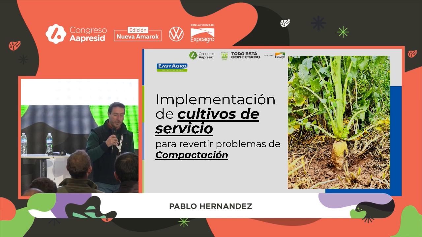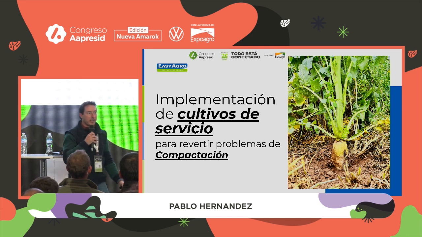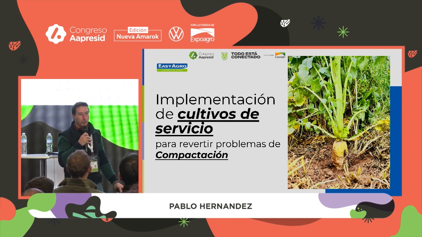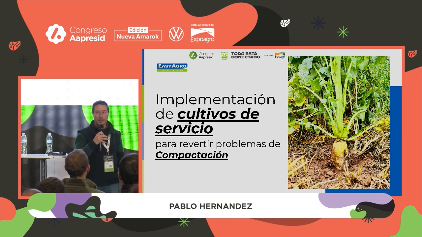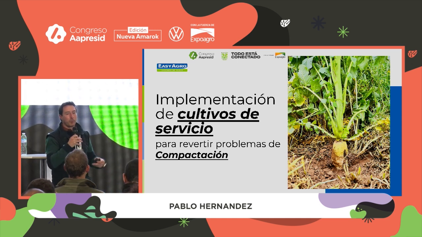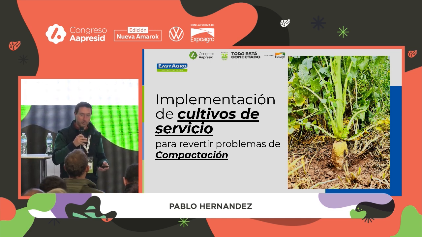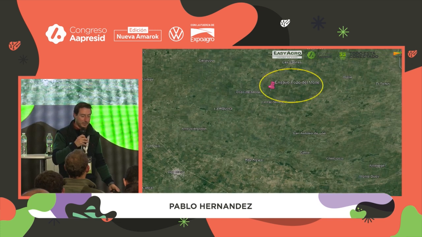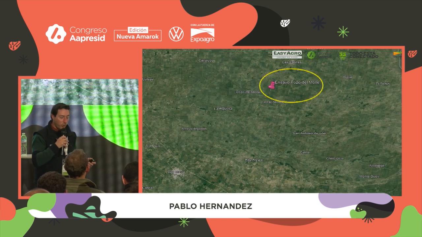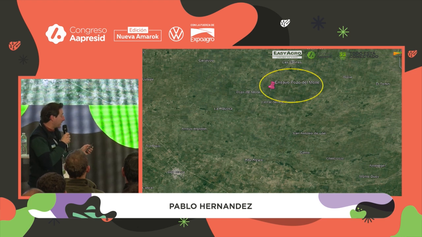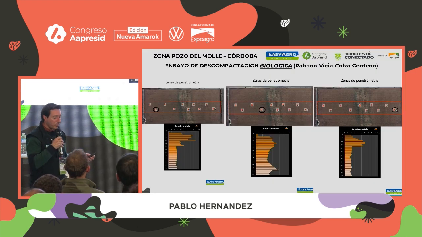We're seeing here the implementation of service crops by trying to work with a biological decompacting. There are different ways to work on this, not just thinking about mechanical decompacting, but there's also biological decompacting, which is a right complement to begin to work in order to get decompacting long-term and not immediate. This is a trial that we carried out in Córdoba, in Pozo del Molle, in this particular lot.